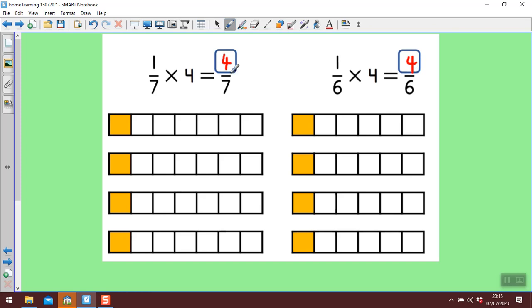Now we need to look at the numbers involved here. So when you multiply fractions, these two numbers get multiplied together and the denominator just stays the same at the bottom. So 1 multiplied by 4 is 4 and the denominator stays as 7. Here you're multiplying the 1 by the 4 and you get 4, and then you have a 6 at the bottom still.